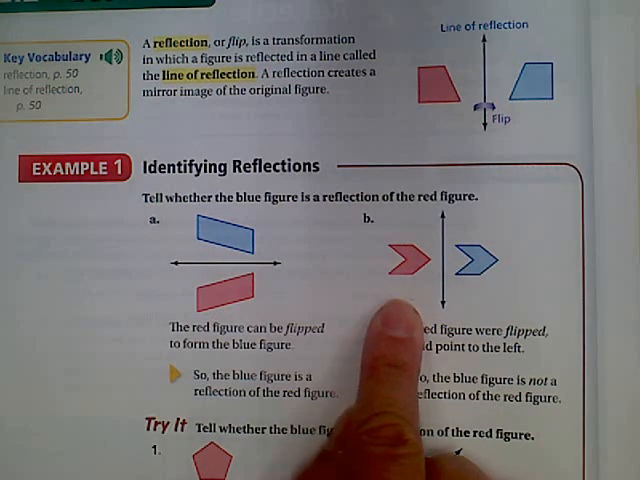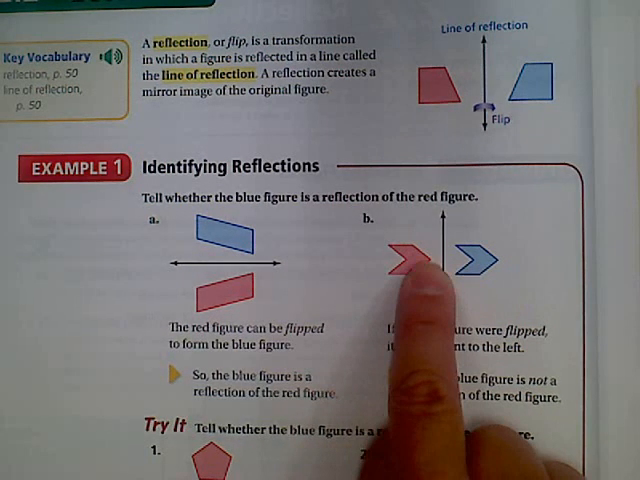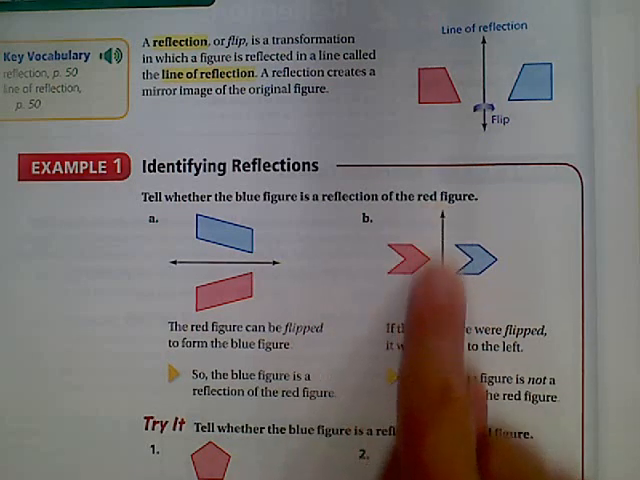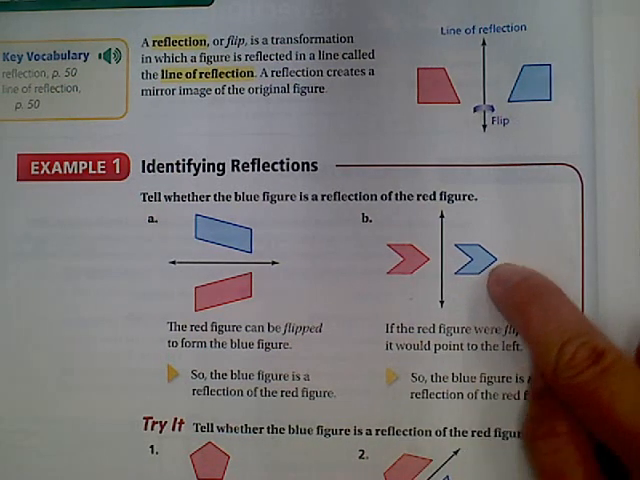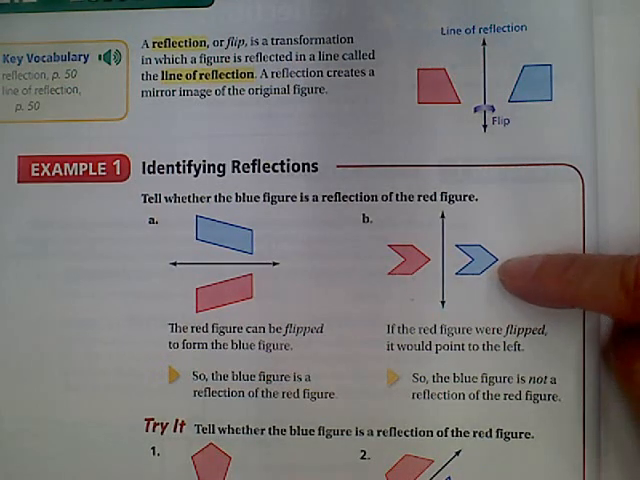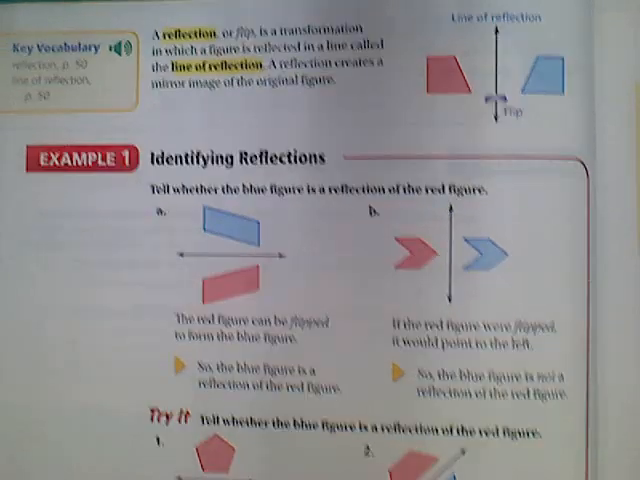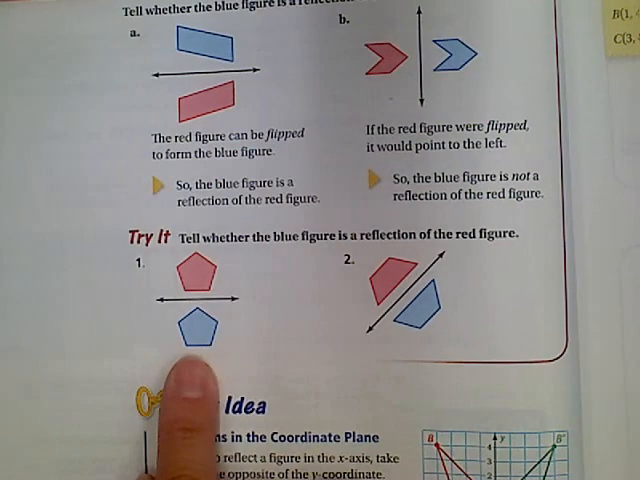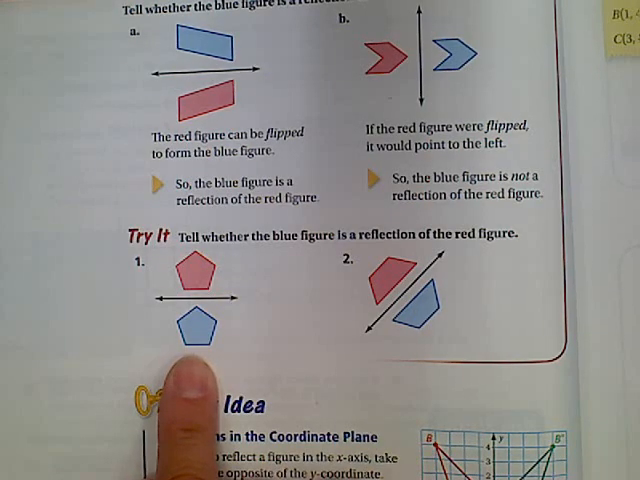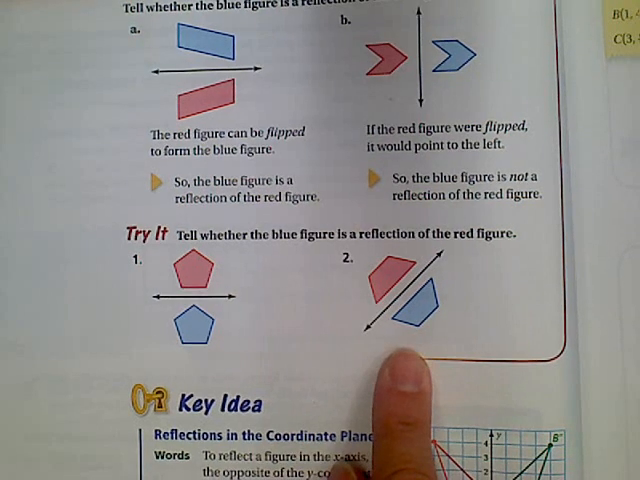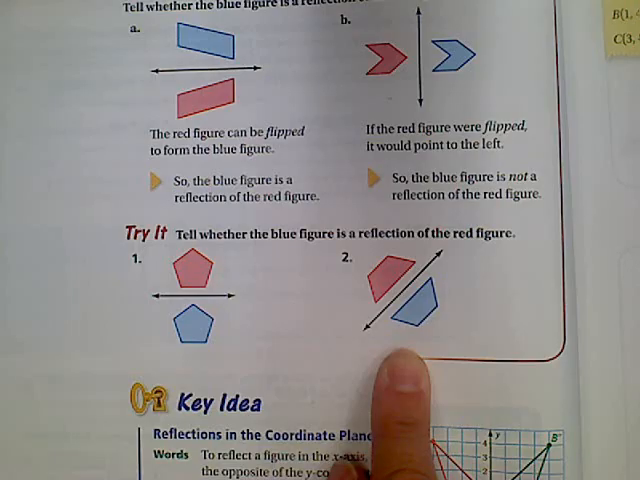Now when we look here in B, we can reason this one is not a reflection, because the closest point to our line of reflection is actually now the farthest point from the line of reflection. That is not true if it was being flipped over that reflection line. So go ahead, take a look at question number 1. Tell me, is the blue figure a reflection of the red figure? Now let's take a look at number 2. Is the blue figure a reflection of the red figure?